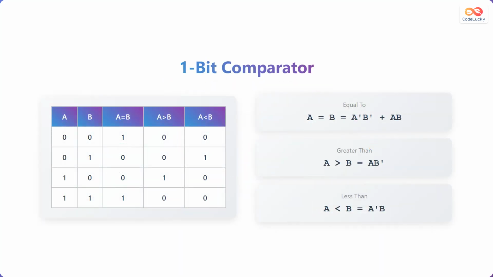Here is a truth table and the equations for a one-bit comparator. The table shows all possible combinations of inputs A and B, and the corresponding outputs for A equals B, A greater than B, and A less than B. The equations derived from the truth table are: A equals B is equal to A' B' plus AB, A greater than B is equal to AB', and A less than B is equal to A'B.